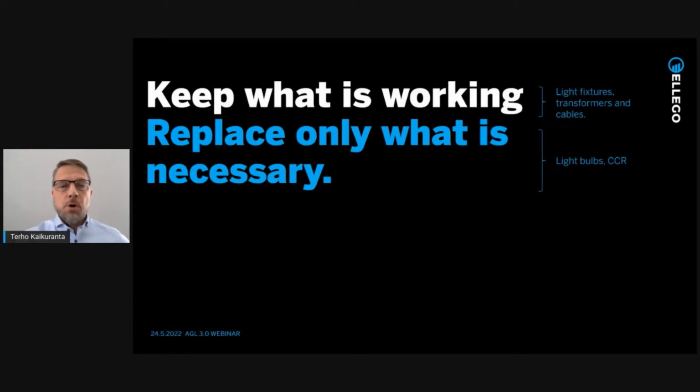And the other main principle is that let's keep everything which airports have already installed and what is working, basically meaning light fixtures, lamp transformers, and cabling. And then replace only what is necessary in order to make AGL 3.0 work. In practice, that basically means the light bulbs, the LED lamps replacing the halogen bulbs, and a new type of CCRs. But this is the minimal change needed to implement AGL 3.0.